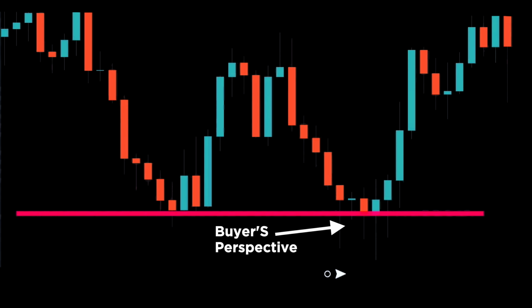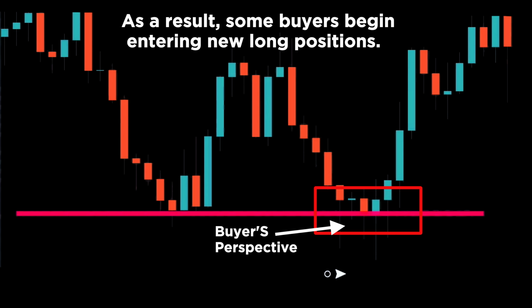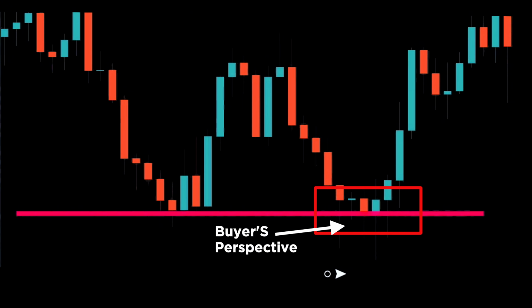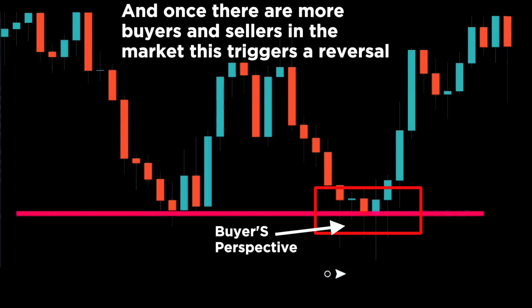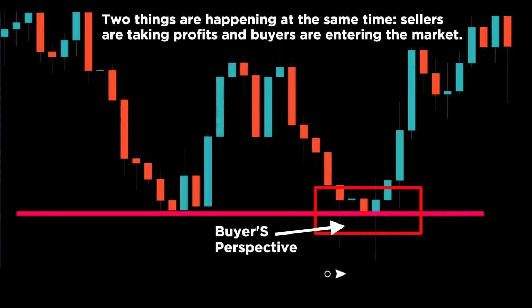Now look at the market from a buyer's perspective. Buyers notice that support is holding and that sellers are struggling to push the price lower. As a result, some buyers begin entering new long positions. And once there are more buyers and sellers in the market, this triggers a reversal. Here is the important part. 2 things are happening at the same time. Sellers are taking profits and buyers are entering the market.